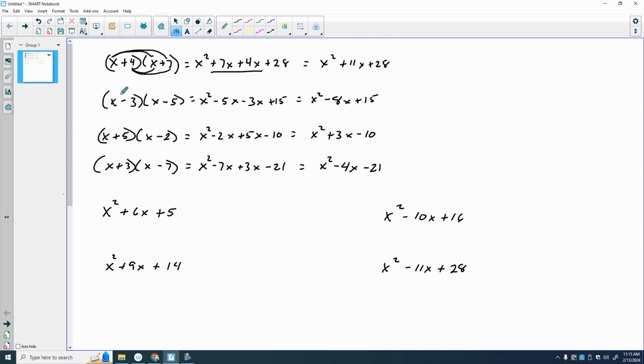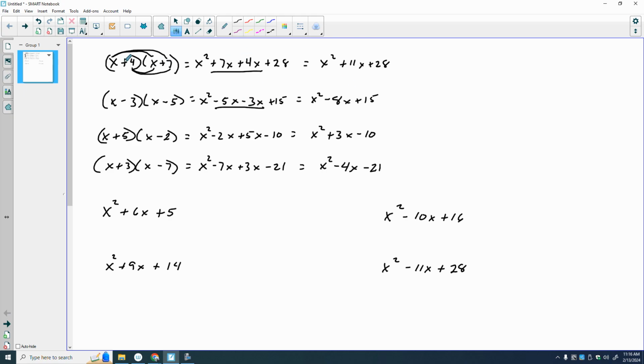Okay, same exact thing. X times x is x squared minus 5x minus 3x plus 15. Combine like terms. Notice again, -5, -3. The signs are the same. And when my signs are the same and I'm adding integers, I add them together. So I get 3 plus 5, which is 8, but it's negative because both of my signs are negative. That was a huge summary right there.